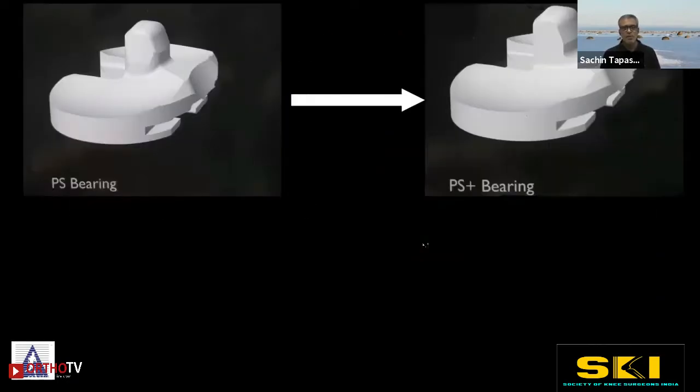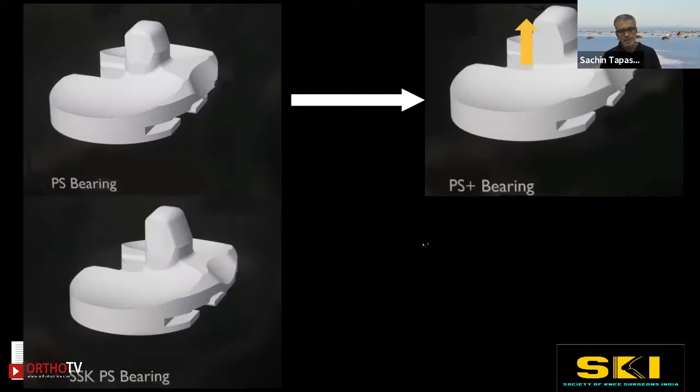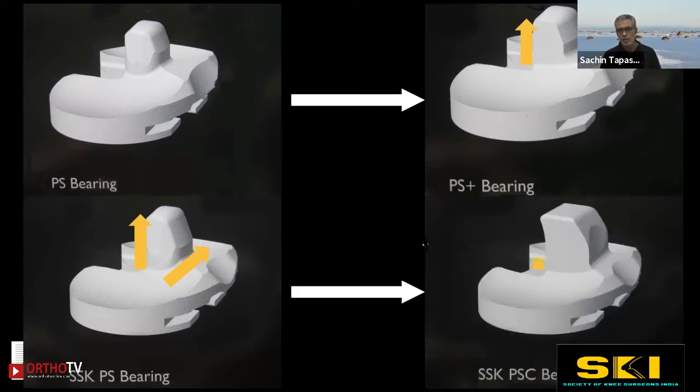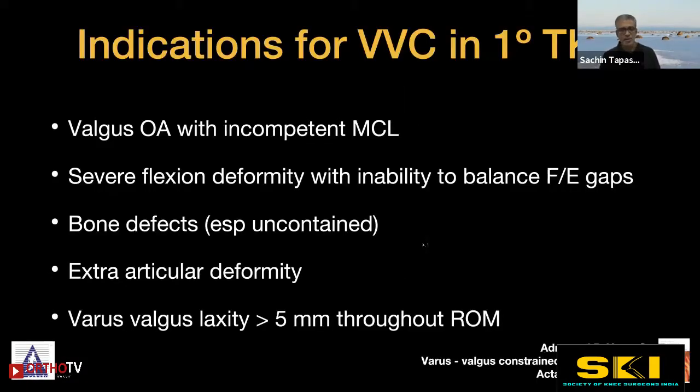Some systems, or most of the systems, will allow a continuum of constraint, like what I've demonstrated here. The bearing increases from a standard CR to a PS to a PS plus to a SSK PS, which has further increased not just in height but in width as well, to a completely varus valgus constraint, where it completely fills up the femoral cam, thereby achieving good stability in a stable reconstruction.